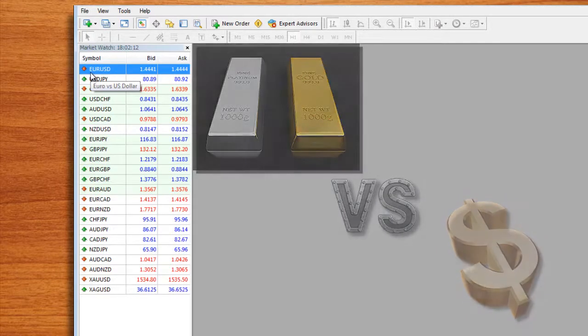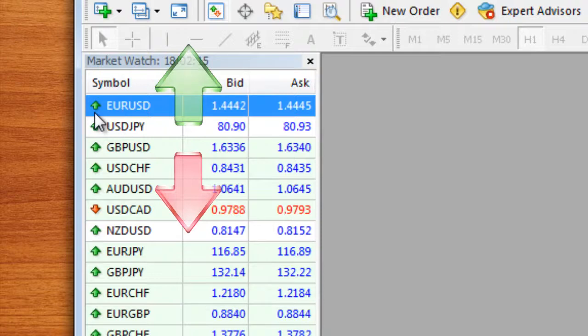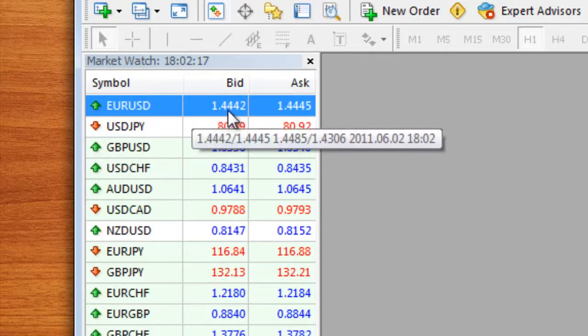So remember, the arrow on the very left of each parity is simply an indication of whether the current quote is higher or lower than the previous. A red arrow means that the current quote is lower than the previous quote, and a green one indeed signposts that the current quote is higher than the previous one. Don't read too much into these changing arrows.